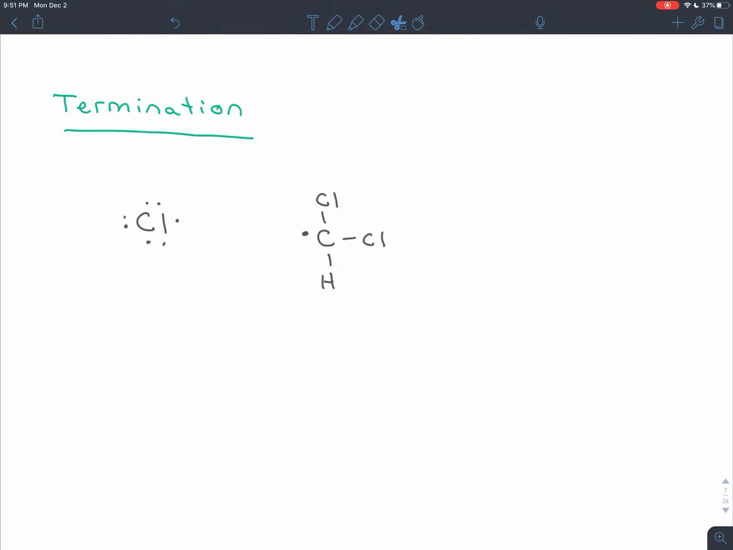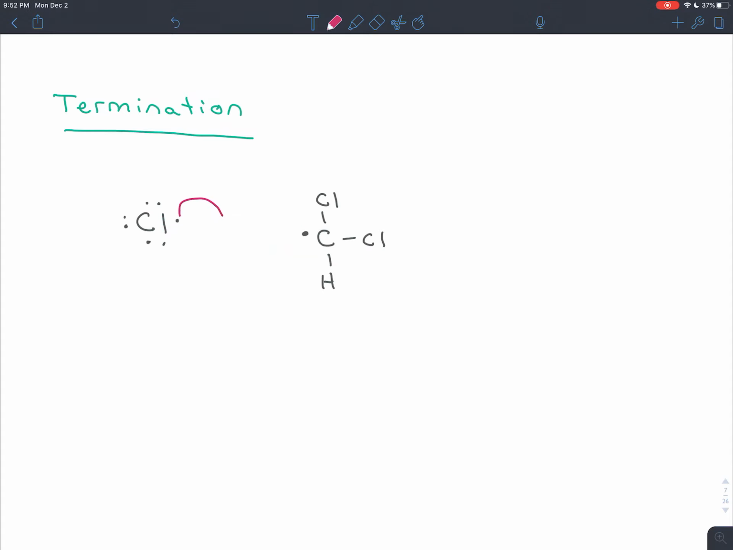So when two radicals come together, they form a bond to each other and they destroy the presence of radicals. So they terminate the radical reaction. So we're going to form a new bond between the two radicals. Whenever you form a new bond with radicals, you use curved arrows, the fishhook arrows, and they point to the space between the radicals where you're forming the bond.